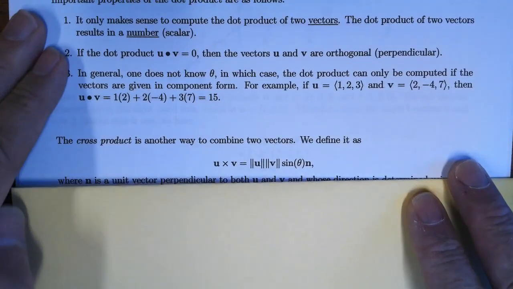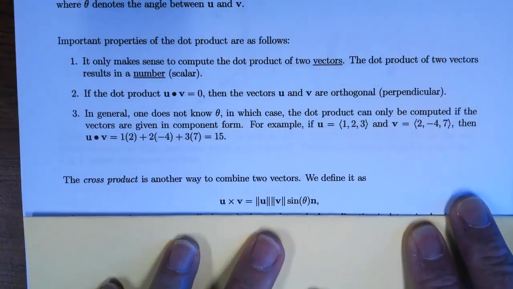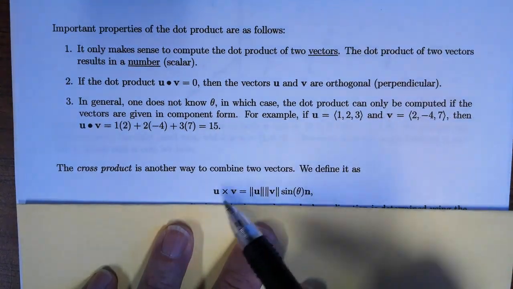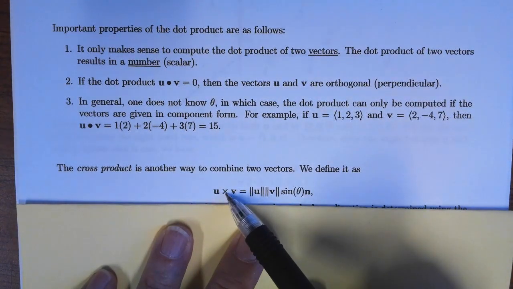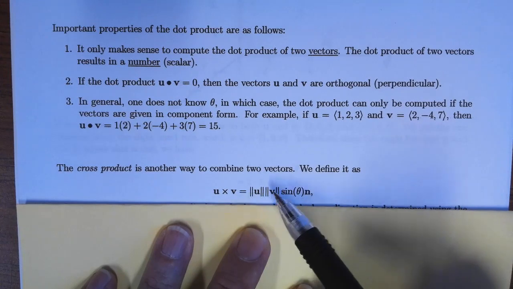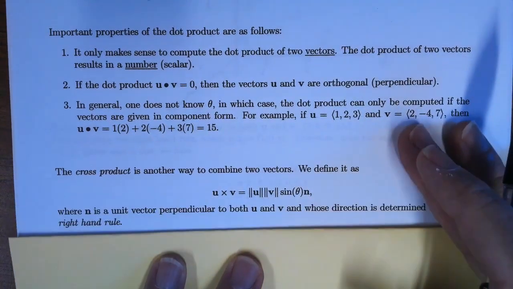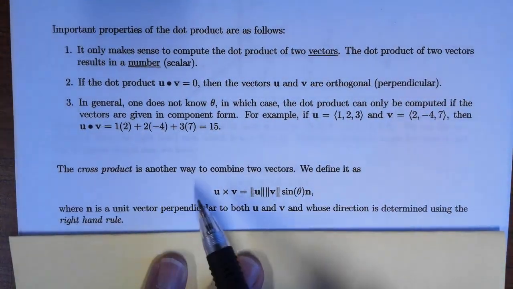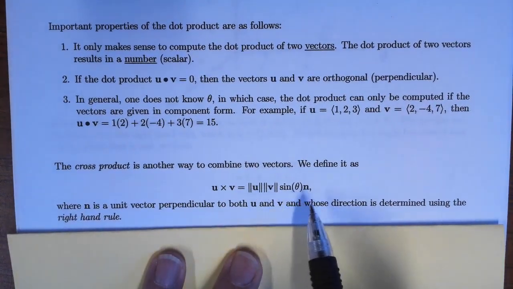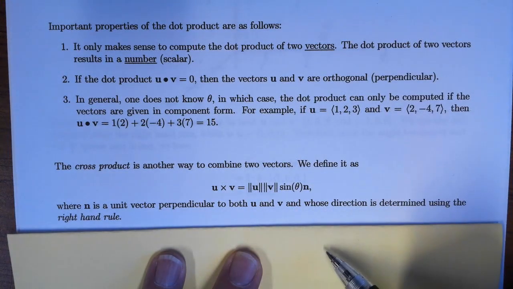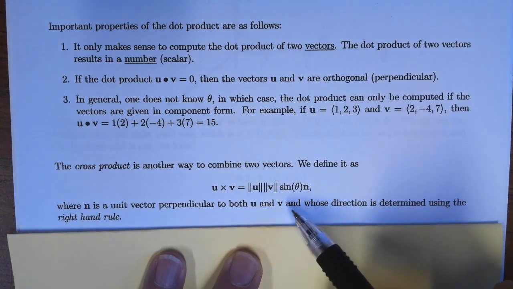Now the cross product is another way of combining two vectors in a product of sorts. So the cross product, u cross v, is the magnitude of u times the magnitude of v times the sine of theta times n, where n is a unit vector perpendicular to both u and v and whose direction is determined using what's known as the right-hand rule.